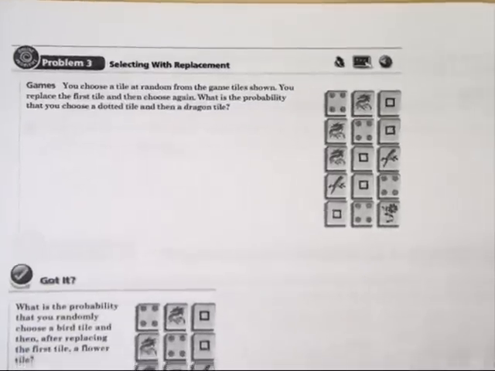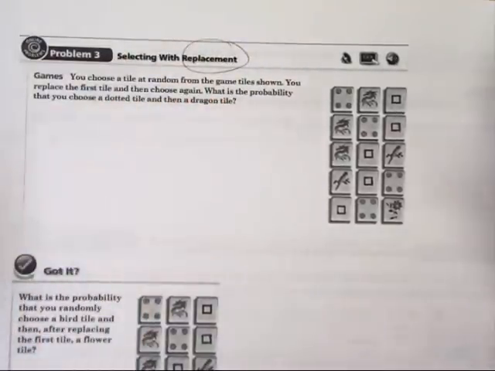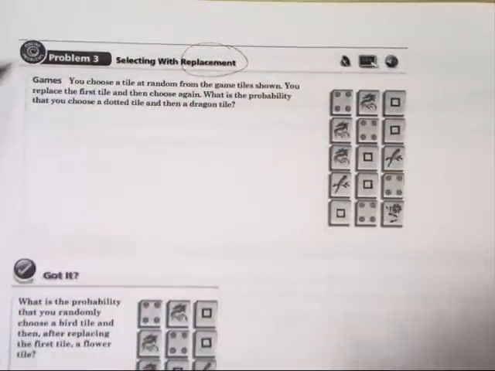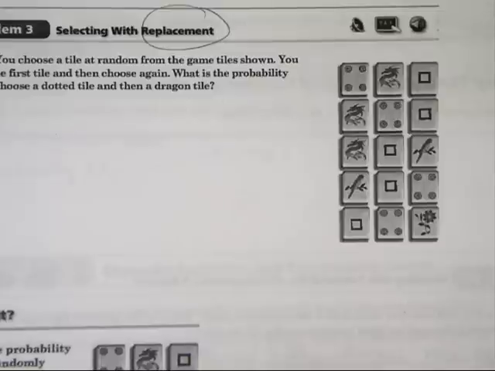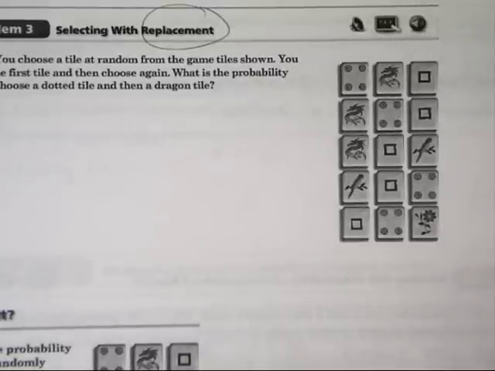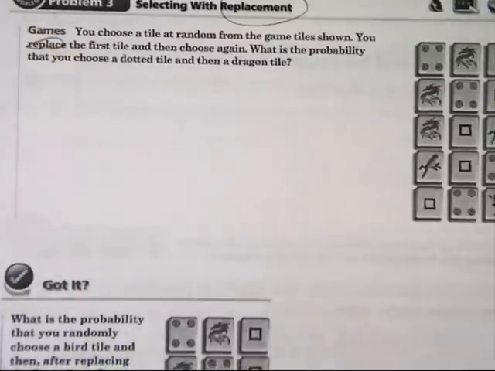Problem 3. Now you're going to select something, but you're going to replace it, and that's going to be very important. You choose a tile at the right, from these ones on the right, and you choose it at random. You replace the first tile, and then you choose again. Can you please circle that word, replace?